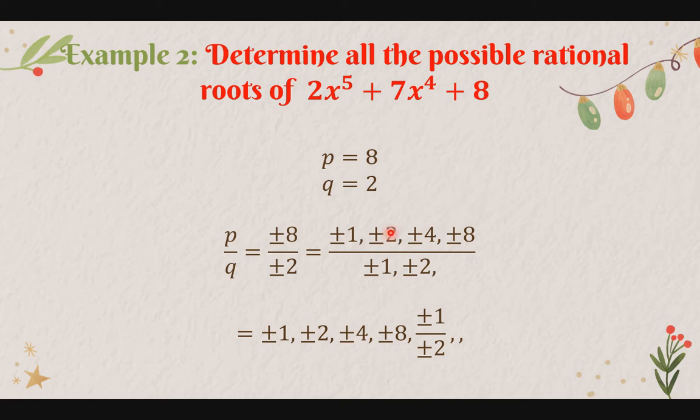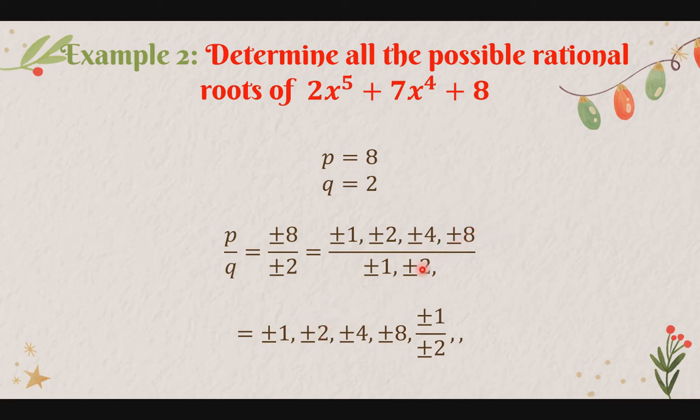Next, 2 over 2 will be equal to 1. So, positive or negative 1, dahil kapag nireduce mo ang 2 over 2, magiging 1. May 1 na po tayo dito, so hindi na natin isusulat ulit yon. Next, 4 over 2 will be equal to 2. May 2 na po tayo nakasulat dito, so hindi na din natin isusulat yon.